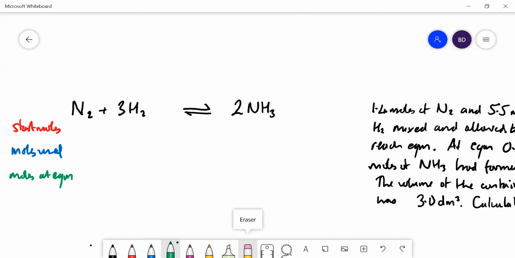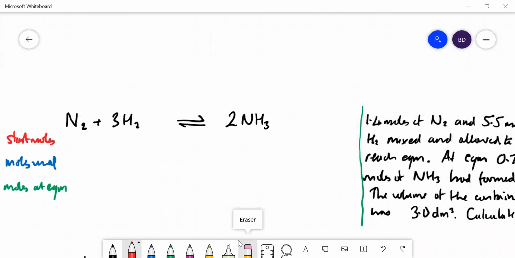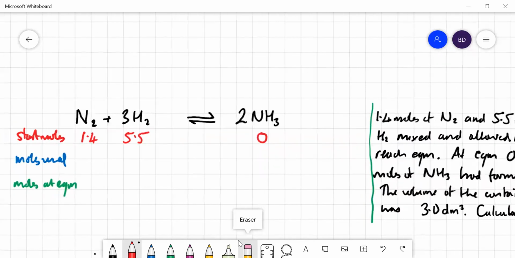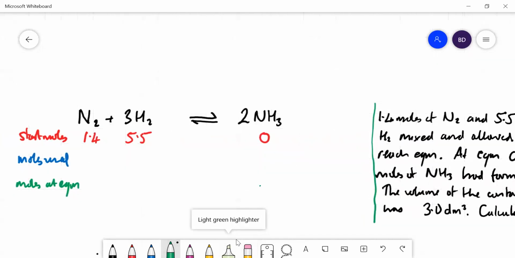So let's look at the info they've given us here. How many moles of nitrogen do we start off with? It's 1.4. And hydrogen, 5.5. And we had 0 ammonia. Now, at equilibrium, they tell us you've got 0.7 of ammonia. That's all they tell us. So at equilibrium, we've got 0.7 moles of ammonia.